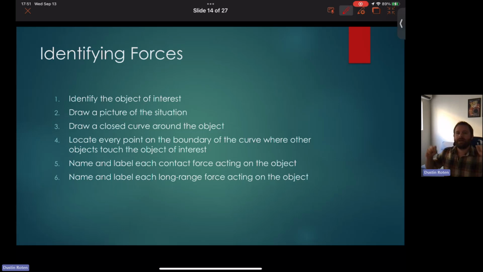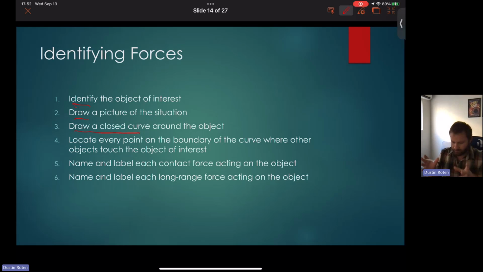Okay, now we've talked about a lot of forces. Let's talk about how we can identify them in problems. So this is a little more practical. What we want to do in any force problem or any force situation that we're looking at is identify the object of interest. And like always, we want to draw a picture of the situation. So once we know what to draw a picture of, we'll draw that picture. And then once we have the picture of the situation, we essentially just want to draw a circle around the object. Okay, so draw a closed curve.